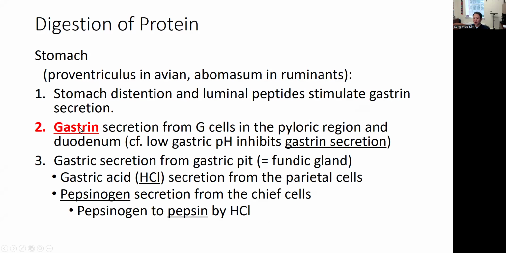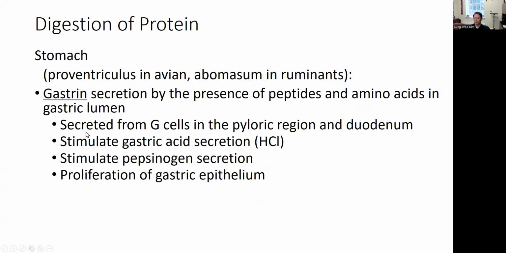Coming back, let's talk a little more about gastrin, which is a hormone, and what it does. Gastrin will be secreted after animals eat and the food fills the stomach. The presence of peptides and amino acids in the stomach will cause the release of gastrin from the G cells in the pyloric region, and also the G cells in the duodenum.